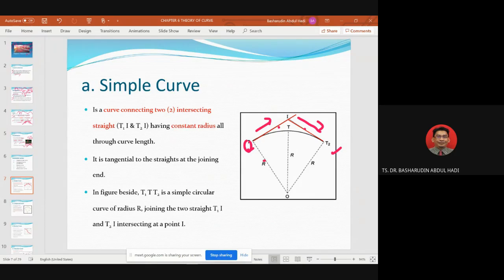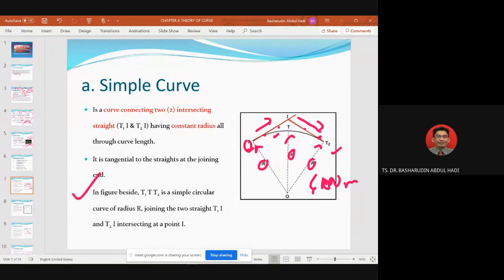So we have a radius of maybe 600 meters, and then there is the same radius at every point, and this radius forms the curvature of the curve. It is tangential to the straights at the joining ends. Tangential means that we touch this point, we touch this point. So this is called tangential.